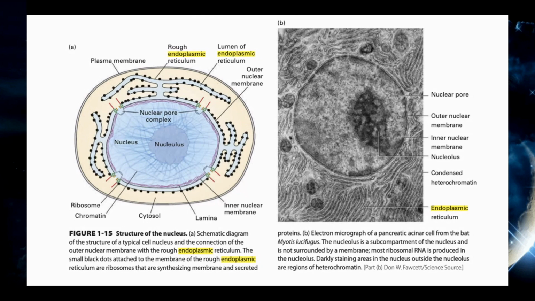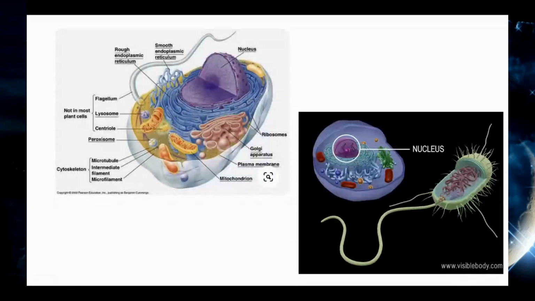And then, let's see, what do I have here? Now I got another picture of a cell because you can never have too many pictures of the cell. So in fact, we have two pictures of the cell.